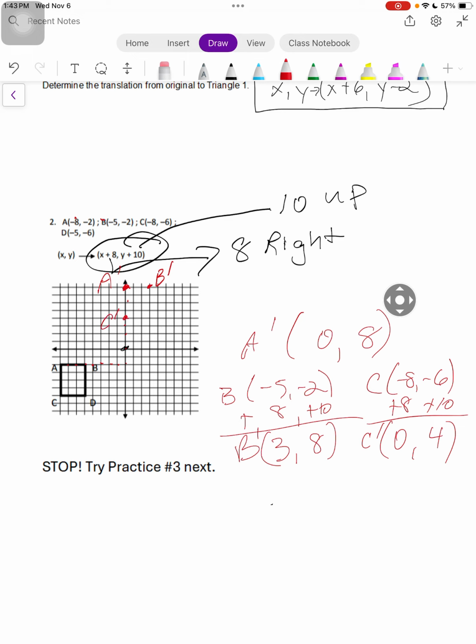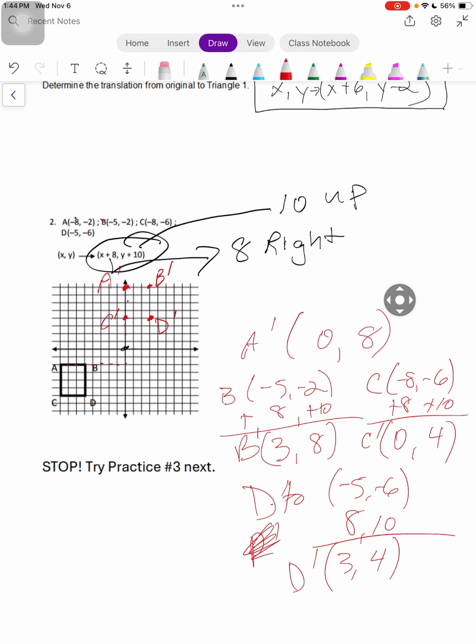That's your C prime. And you can guess that D is going to be here, but let's just do the math again. D to D prime, we have to go negative 5, negative 6. Remember, we're adding 8 and adding 10. It's 3 comma 4. That's D prime. And there's your graph. And if you notice, it's still the same shape. It just got moved, and this is called a translation. So if you have the numbers, you might as well do it without the graph. Okay, so we're going to stop. We're going to practice 3.